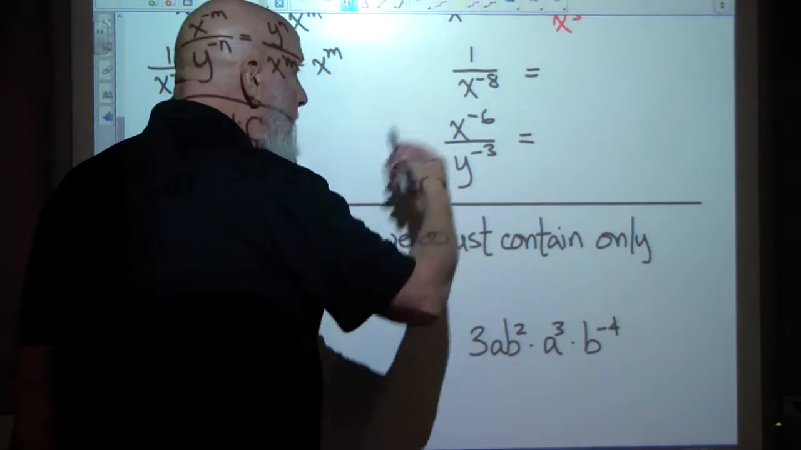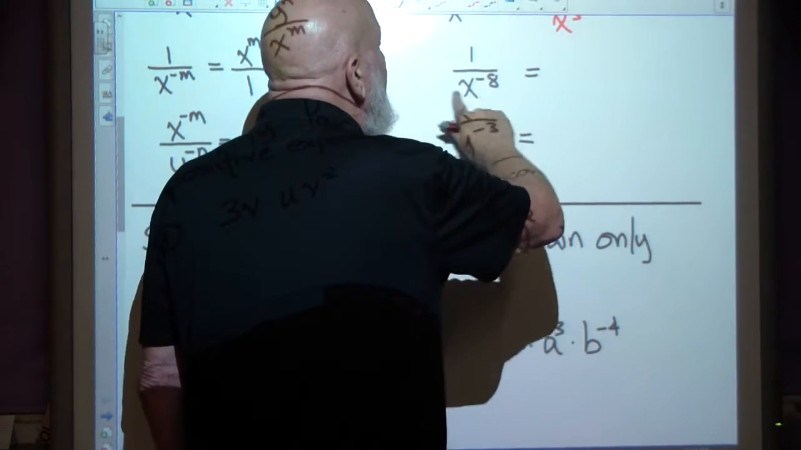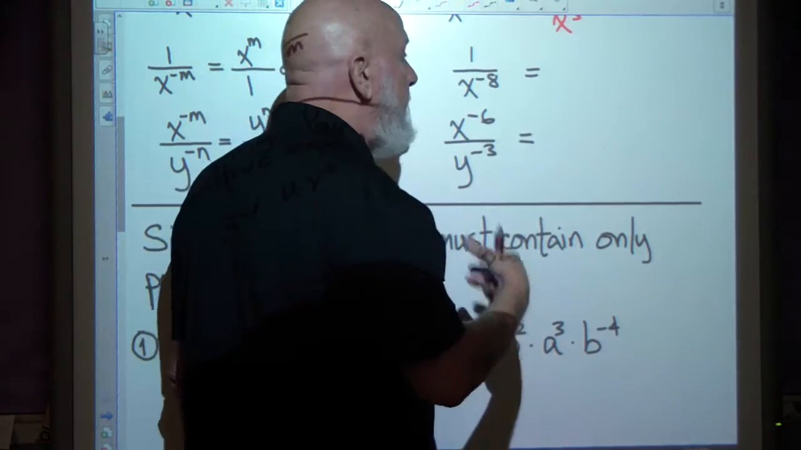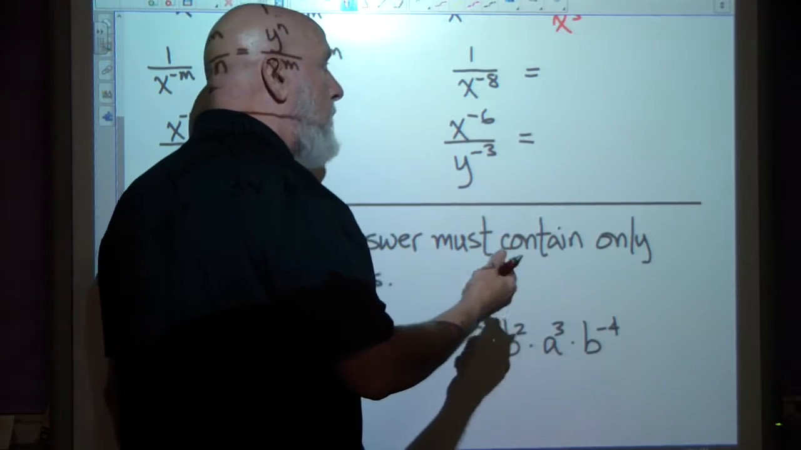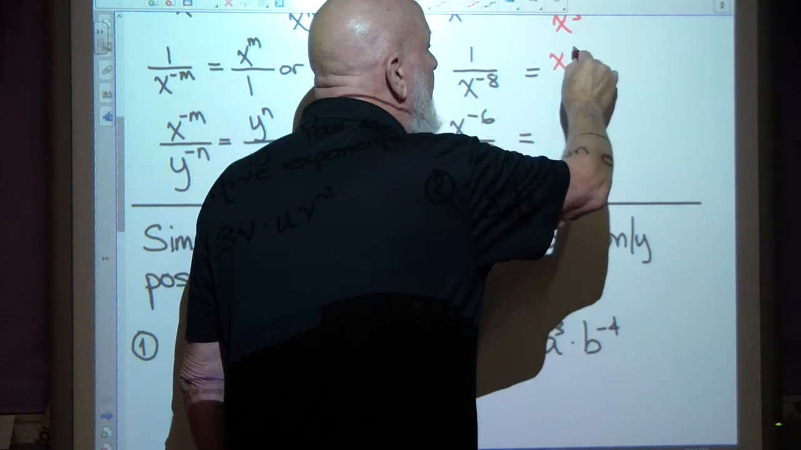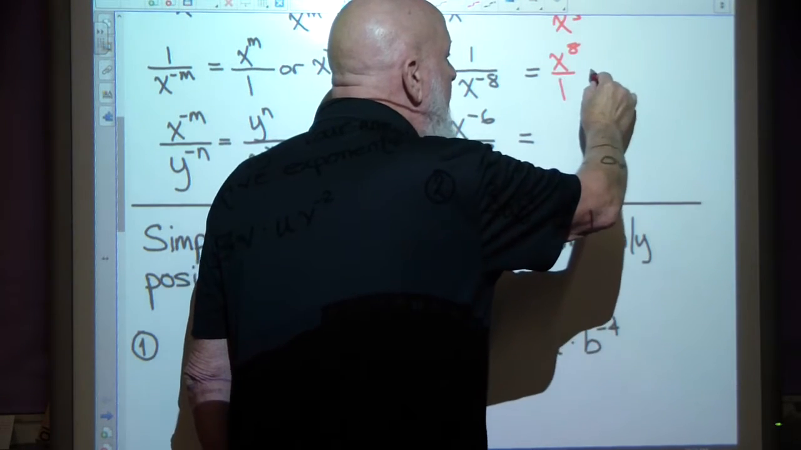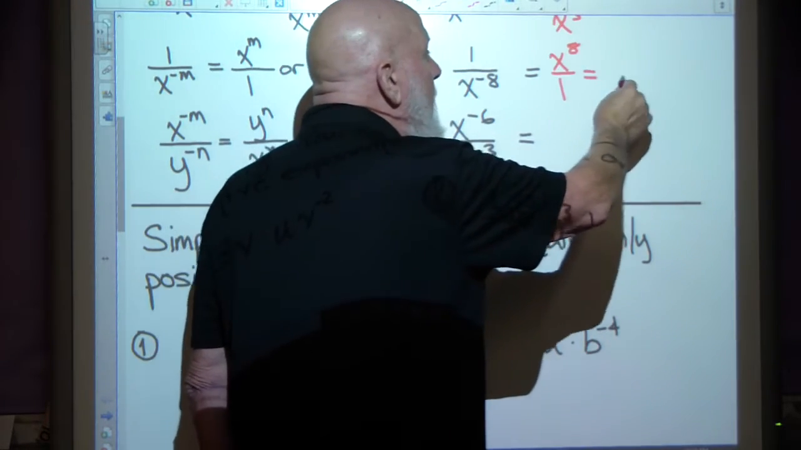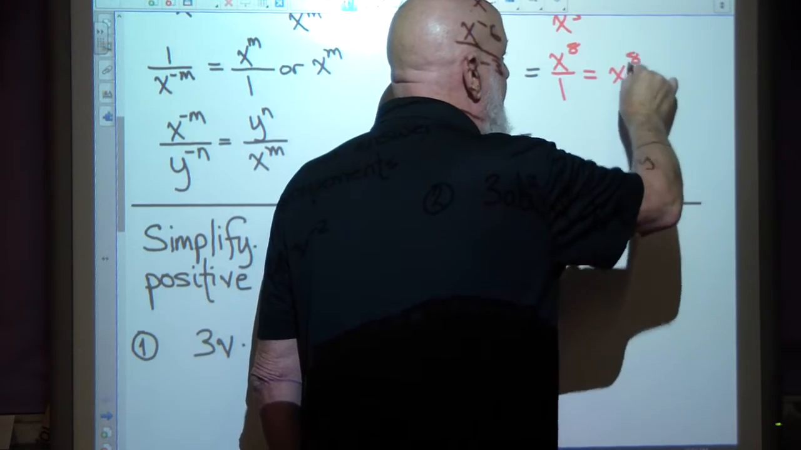And an example of this you might run into, you might simplify your answer and wind up with this, and if your instructions say make sure that your exponents are positive, you say, okay, well this will move to the top of the fraction, making the exponent positive and leaving a 1 in the bottom, and x to the 8th over 1 is usually just written x to the 8th.